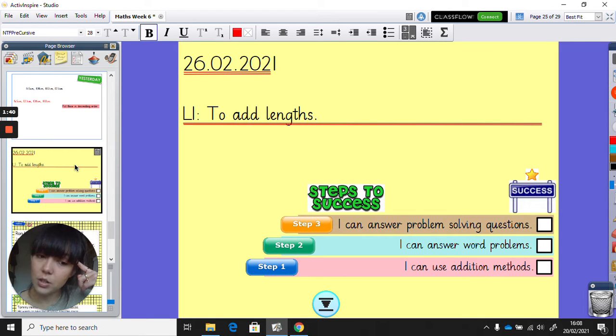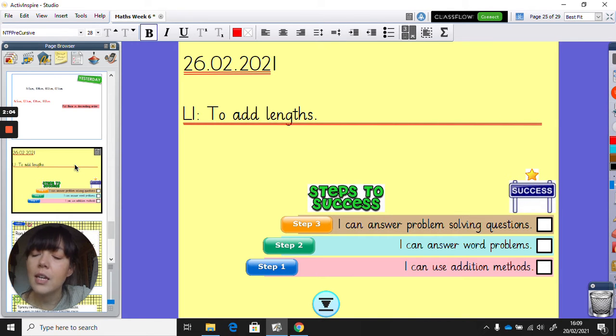So step 1 is to use addition methods. These are almost like a recap because we have done this before. We did it in autumn. So you can use those skills that you've learned in autumn to then answer these questions, okay? So there's lots of different ways to add numbers, whatever you think is best. But I'll probably be using column addition or just some other mental methods, okay?